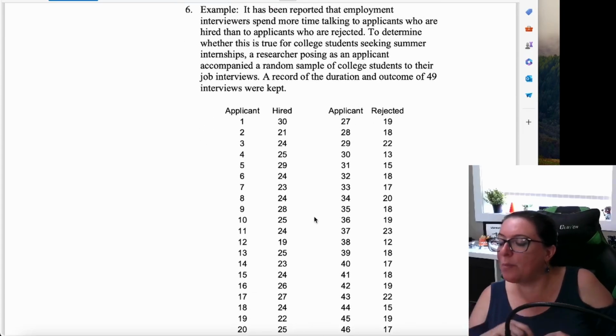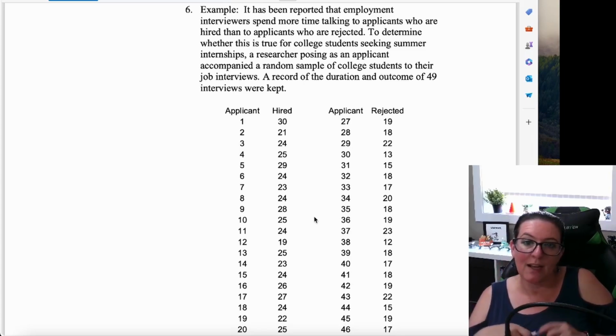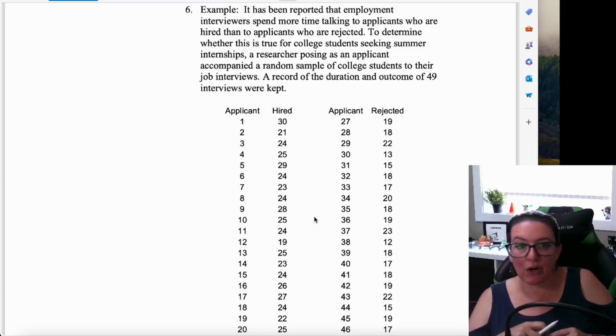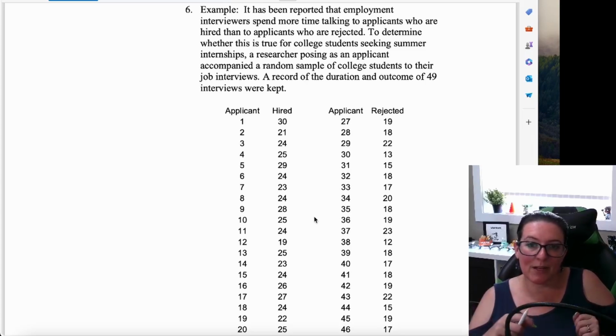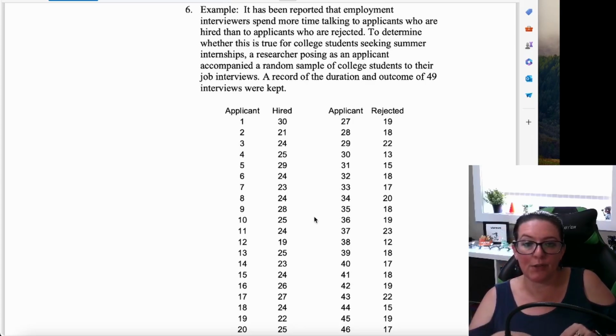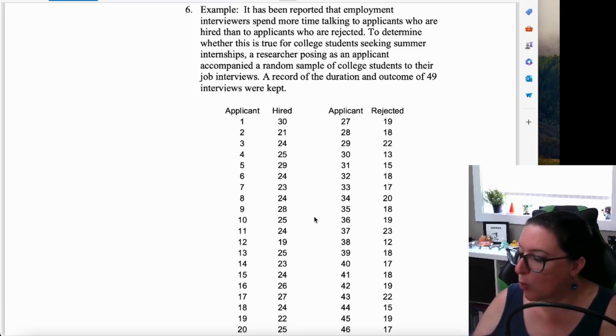It's been reported that employment interviewers spend more time talking to applicants who are hired than to applicants who are rejected. To determine whether this is true for college students seeking summer internships, a researcher posing as an applicant accompanied a random sample of college students to their job interviews. A record of the duration and outcomes of the 49 interviews was kept.